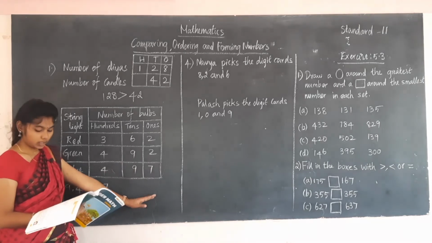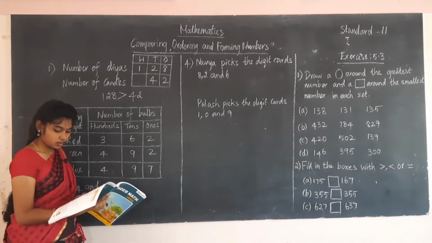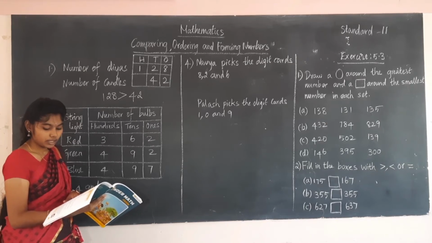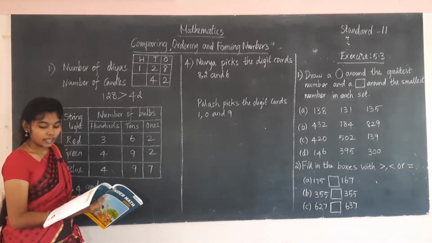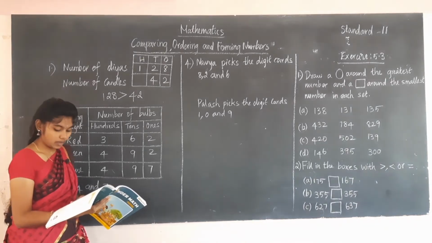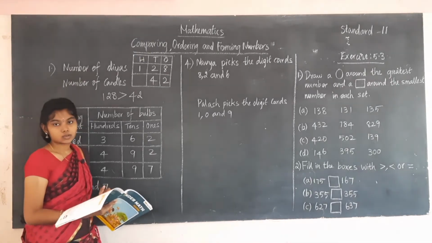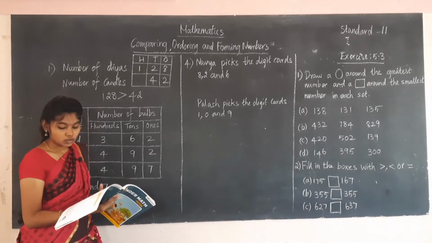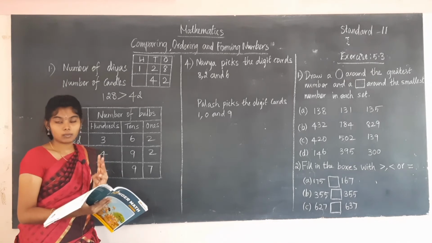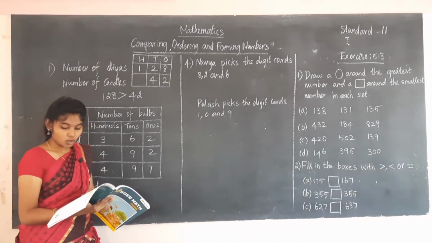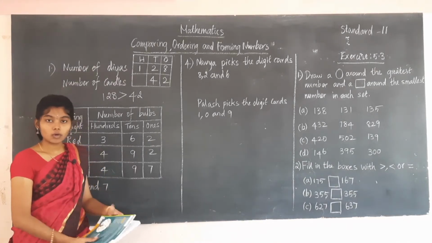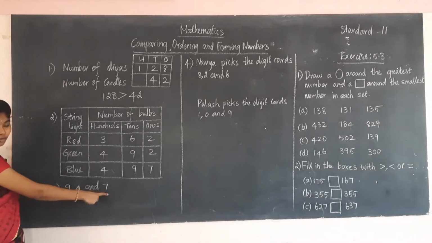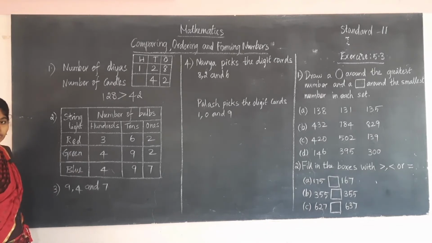Now we are going to see the next problem, that is an example sum: which 2 3-digit numbers can you make with the digits 9, 4 and 7 with 9 in the hundreds place? So what is given here, there are 3 numbers, that is 9, 4 and 7. Here we are going to make 2 3-digit numbers with 9 in the hundreds place.